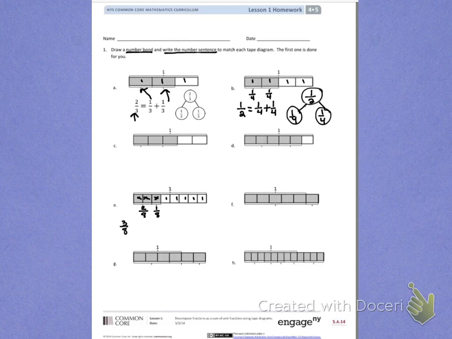So 3/8 equals 2/8 plus 1/8. We can write a number bond for that. 3/8 is going to equal our 2/8 added to our 1/8. And let's try one more on page 1 of this homework.